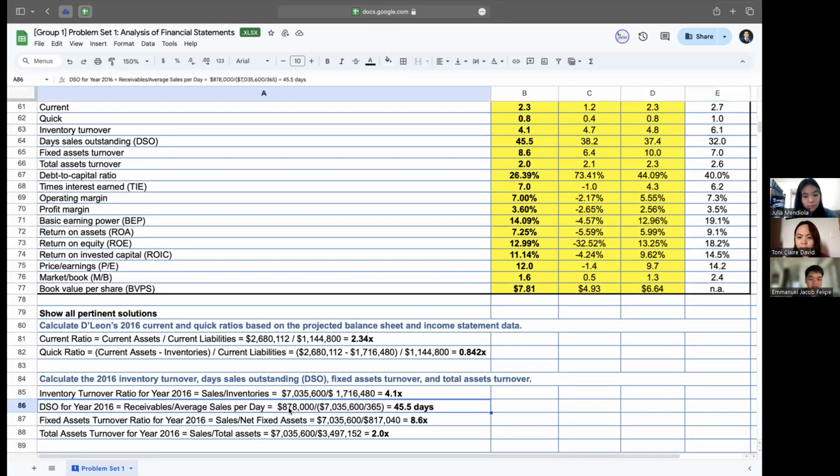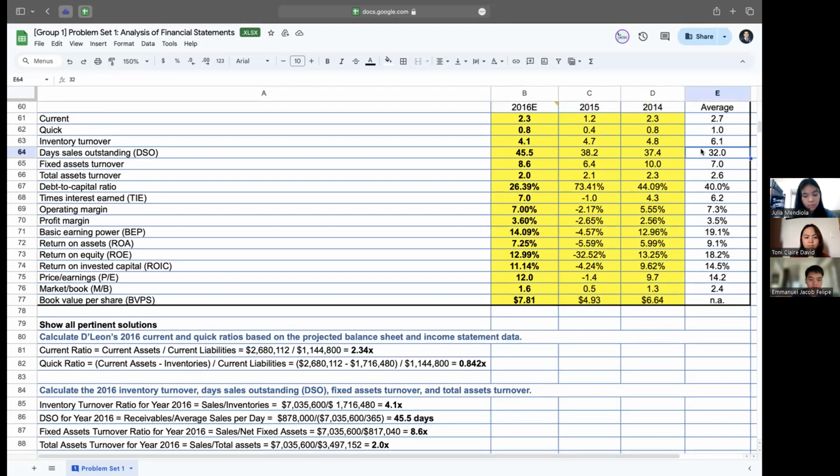Next, for the days sales outstanding ratio, this is derived by dividing the company's receivables by the average sales per day, or the annual sales divided by 365 days. This is done by inputting this formula in Excel using the 2016 data. And so we arrive at 878,000 divided by 7,035,600 over 365, which is about 45.5 days. With an industry average of 32 days, this means that De Leon is taking longer to collect cash from its customers. This could be due to their customers not paying on time.